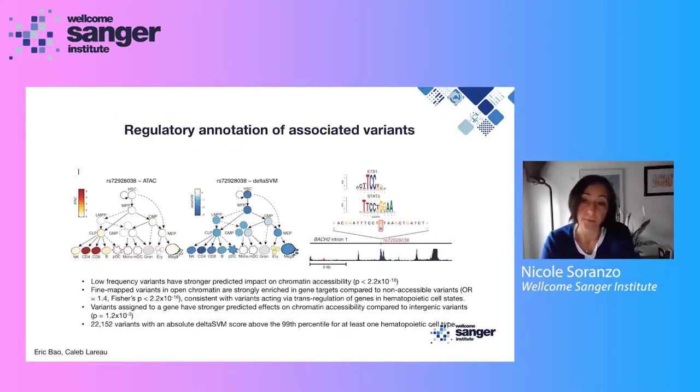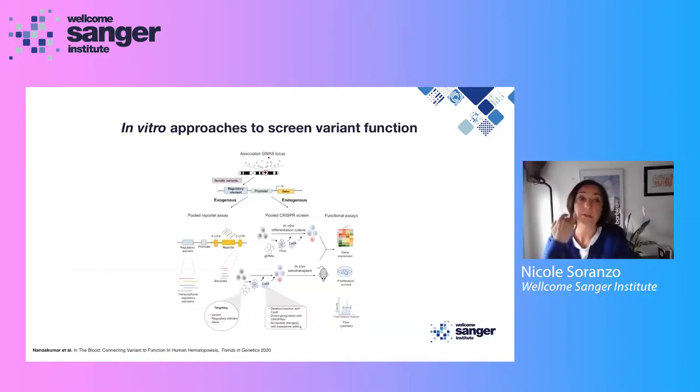This is another example where we see association of a well-fine mapped and now validated variant in TROM1 or BAC2 associated with type 1 diabetes and multiple sclerosis. And we see again that the association maps to open chromatin regions in lymphoid cells, and is also associated with the highly deleterious alteration of transcription factor binding, again in lymphoid cells. So we can use this wealth of information to begin to drive some of the experimental approaches to validate the function of these associations in vitro.